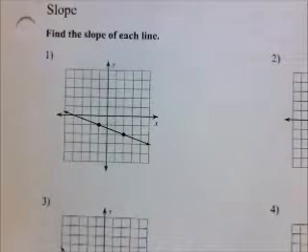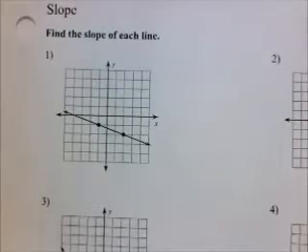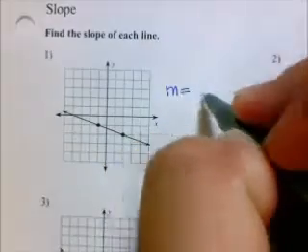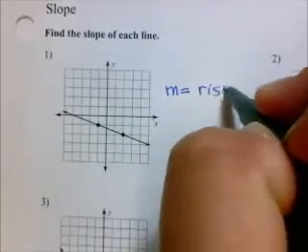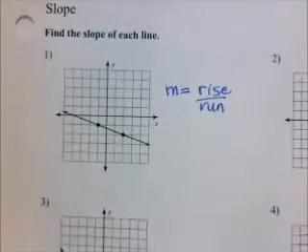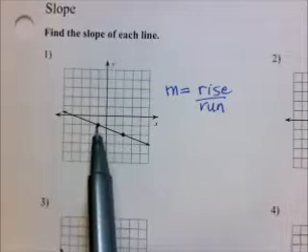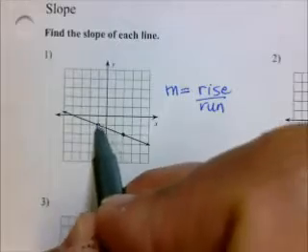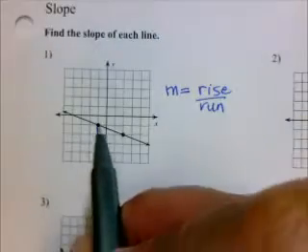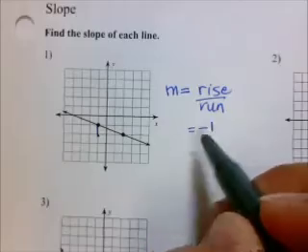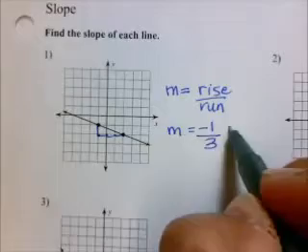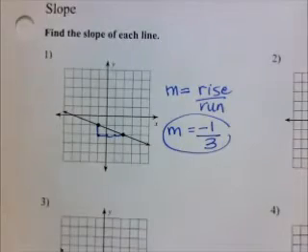Okay, so the first one says to find the slope of each line. The formula for slope is rise over the run, and whenever we have a graph where we can actually count, it's easiest just to do that. Remember, always start on the left hand side, so this dot to this dot. This is going down. Up and down is the rise part. So it's going down 1 and across 1, 2, 3. So the slope is a negative 1/3.